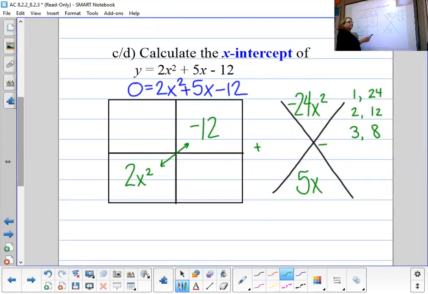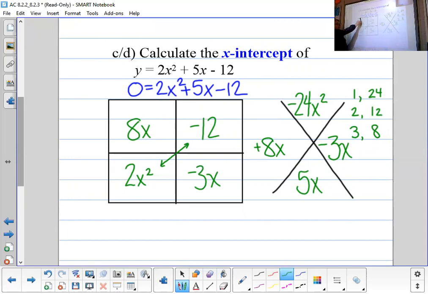Which one should I do positive? 8, because it's a positive 5, so I want my bigger number to be positive. So 8x minus 3x. That gives me 5x when I add them together. Then I'm going to move those over to here. And again, it does not matter which one you put in which spot. You'll still get the same answer out.